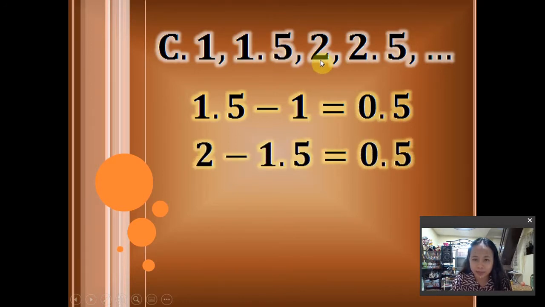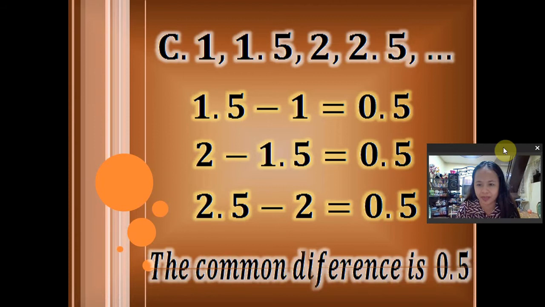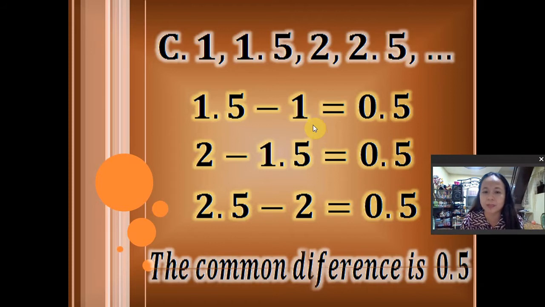Next, that is the third term minus the second term. So the third term is 2 minus the second term, which is 1.5. So 2 minus 1.5 is equal to 0.5. Okay, next is the fourth term minus the third term. The fourth term is 2.5 minus the third term, 2. So 2.5 minus 2 is equal to 0.5. So we have equal differences. Therefore, the common difference of this arithmetic sequence is 0.5. So to get the common difference, simply subtract the term by its preceding term: second term minus first term, third term minus second term, fourth term minus third term.